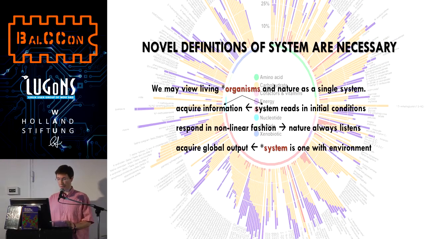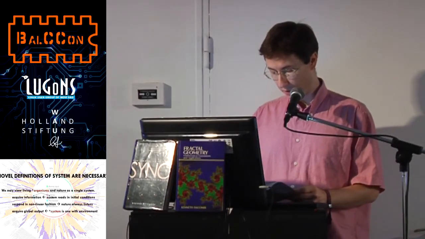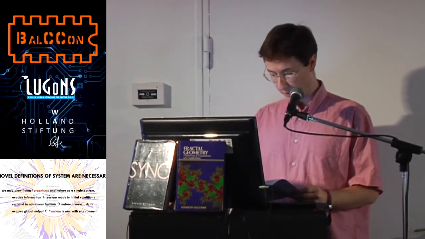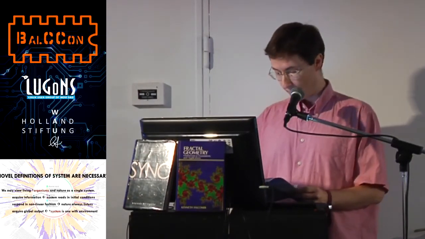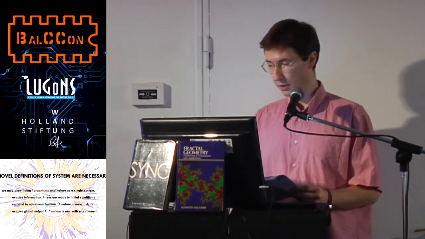Novel definitions of system are necessary. Chaos theory can give us a new perspective on nature. What seems like an exchange of input-output information between living organisms and nature becomes a single equation. We may view living organisms and nature as a single equation or a single system. Organisms acquire information, respond in non-linear fashion, and attain unity with the natural world. In the background here, we see a metabolic map of the human organism that shows different pathways between genes, enzymes, and metabolites, demonstrating that a drug used to target one gene may have several different effects and consequences on other pathways.